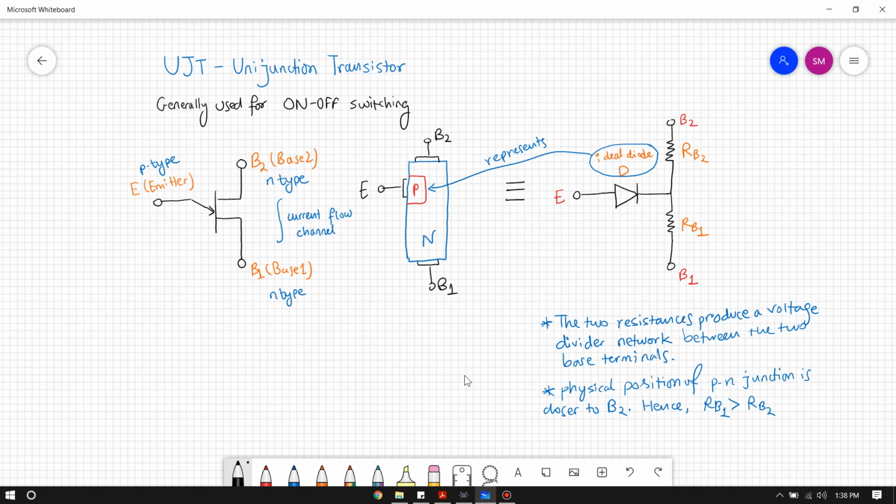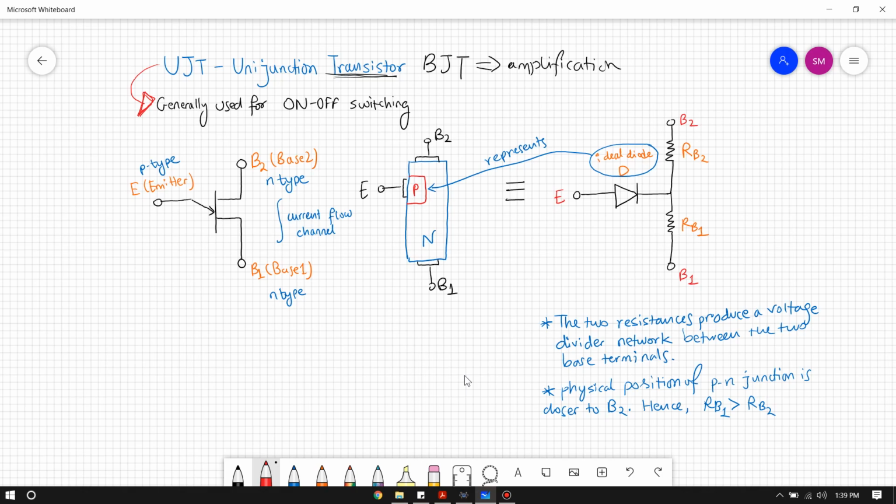Okay, so before going to the triggering circuit, we should know what a UJT is, right? So UJT stands for unijunction transistor. So it's a transistor. And another transistor that we should know of is the BJT, right? So that's another type of transistor. Now, whereas BJT is mainly used for amplification, right? So that's what it's most known for. UJTs are generally used for on-off switching, or triggering circuits, like triggering of circuits that are used for SCRs or triacs.